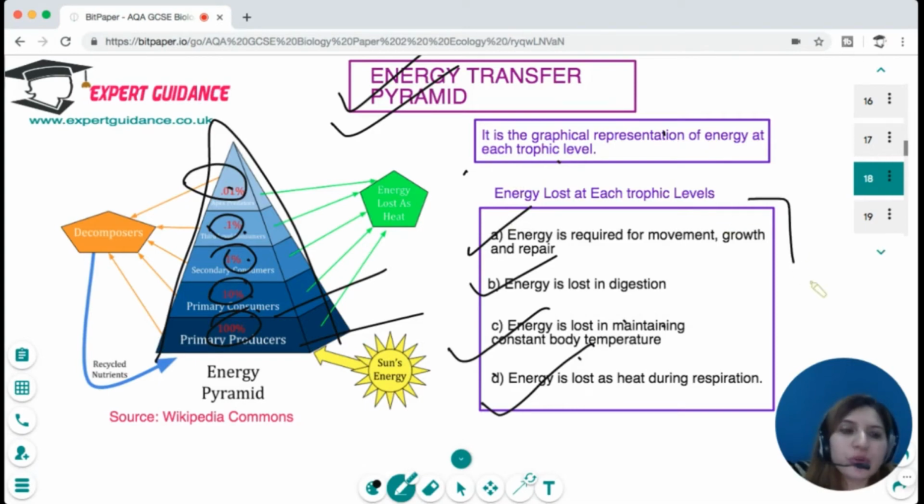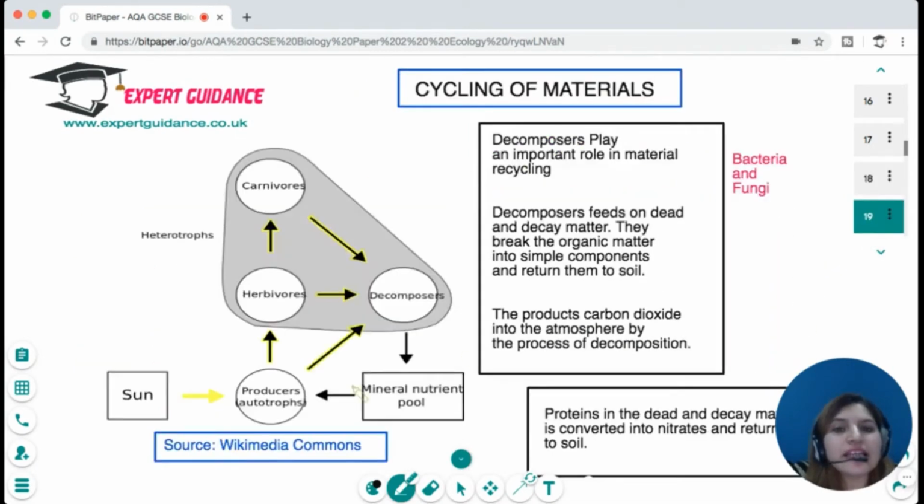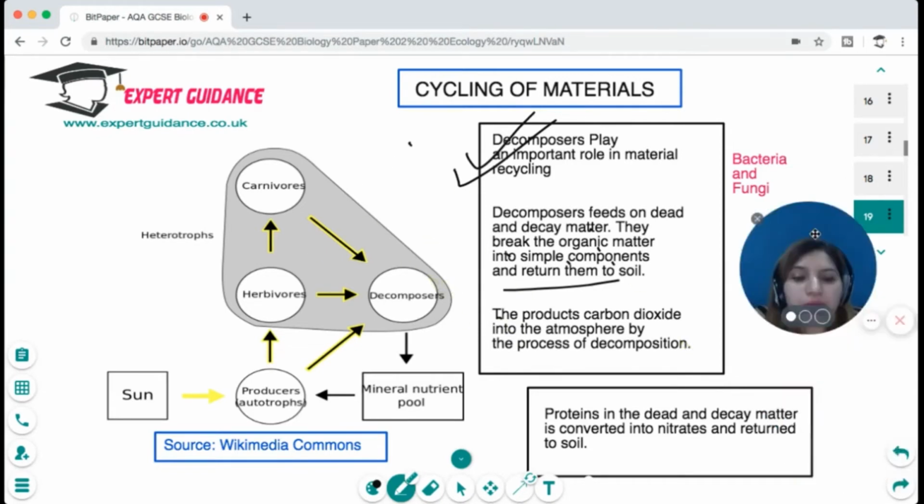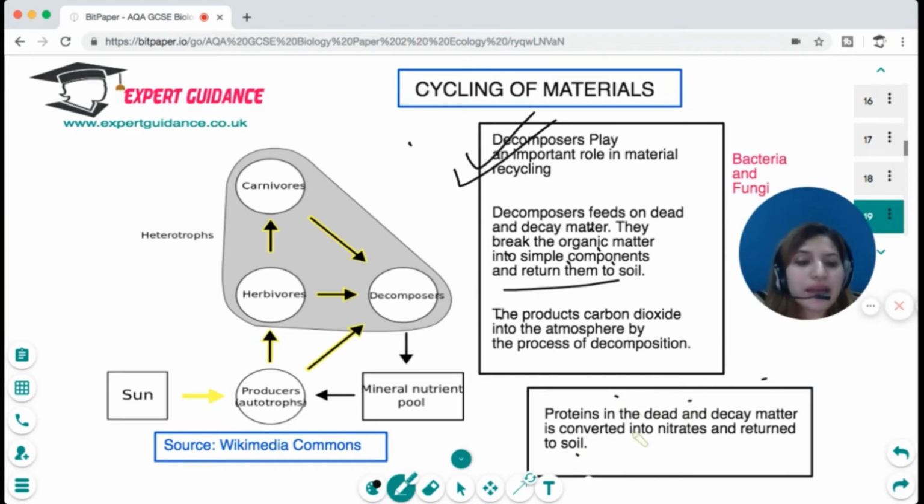So you should know what are the various ways in which heat is lost at each trophic level. Now there's a very important concept that in an ecosystem, the materials need to be recycled. It is the decomposers that play a very important role, because they feed on dead and decaying matter. They break the organic matter into simple components and return them into soil. The products like carbon dioxide or gases are released into the atmosphere. Okay, and protein in the dead and decayed matter is converted into nitrates and returned to the soil by decomposers.